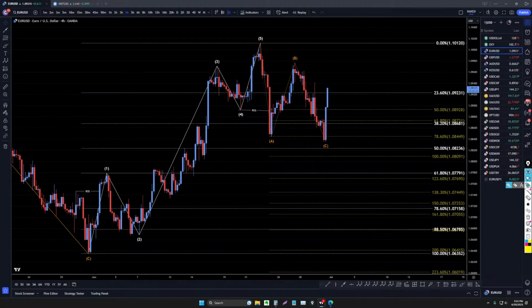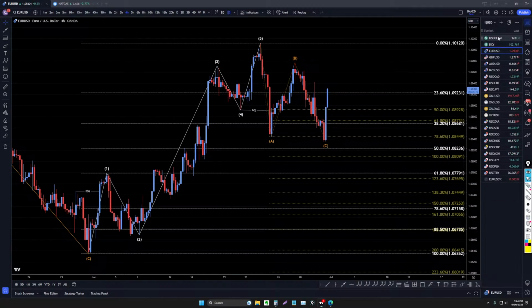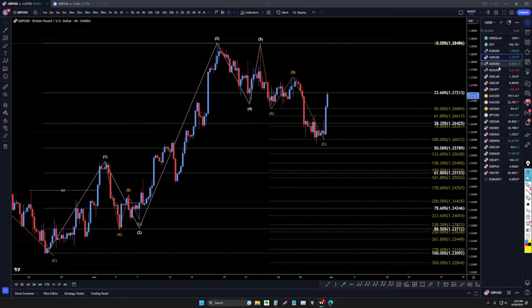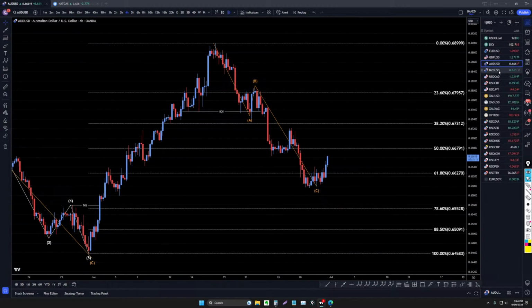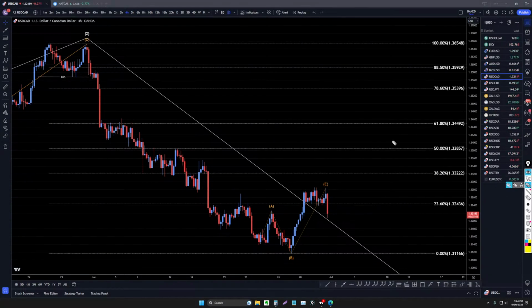Look at that. These last 2 8-hour candles have engulfed this whole move down. A, B, C correction, 78%, impulsive up. I think we're in a wave 3, for sure. Pound dollar, same thing. Aussie, very weak. Wouldn't have chosen that one. Kiwi's looking good though.